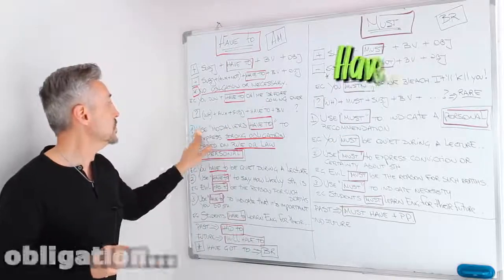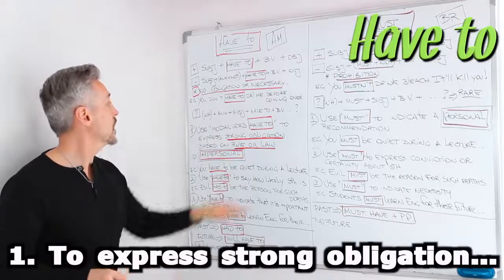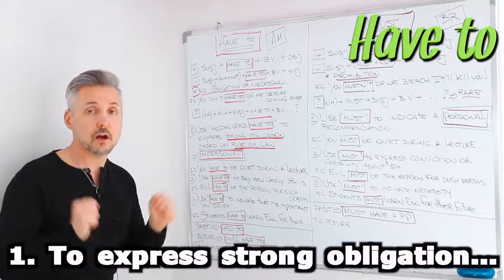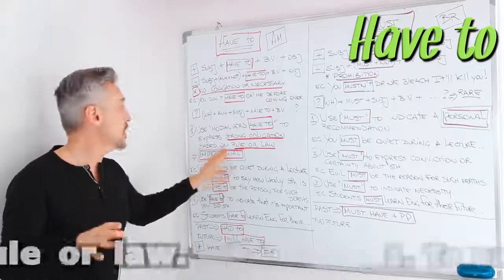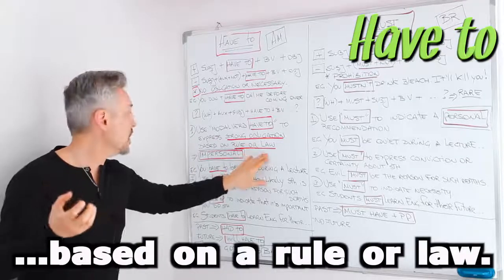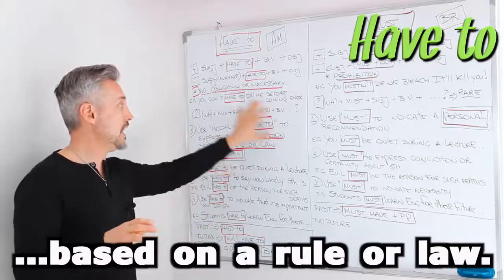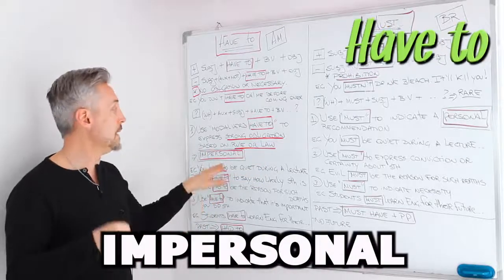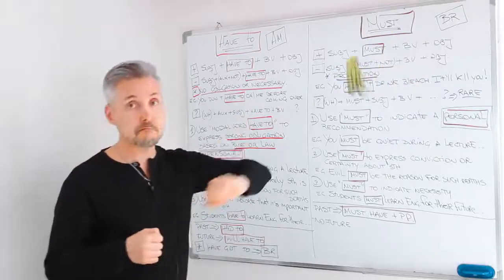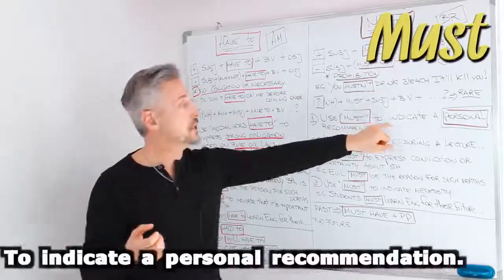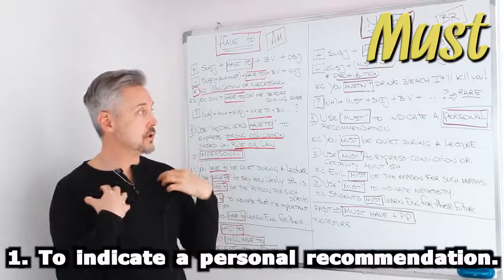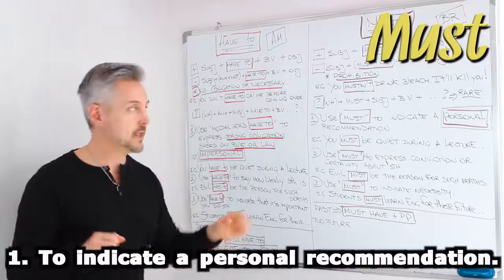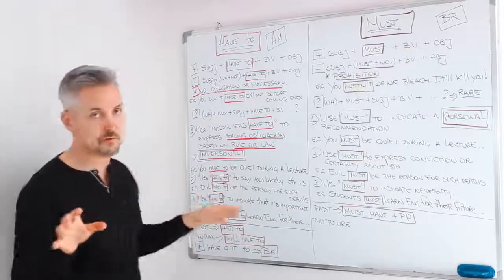The first rule is use the modal verb have to express strong obligation. This strong obligation is based on a rule or law, and obviously have to is impersonal. So somebody else tells you to do something. Impersonal. Instead, must, we use it to indicate a personal recommendation.